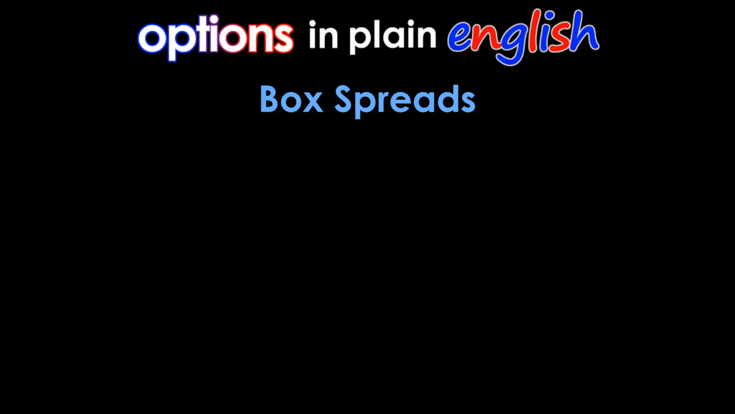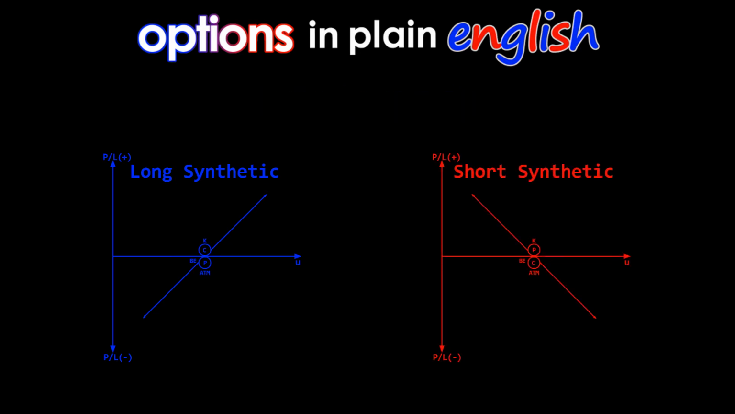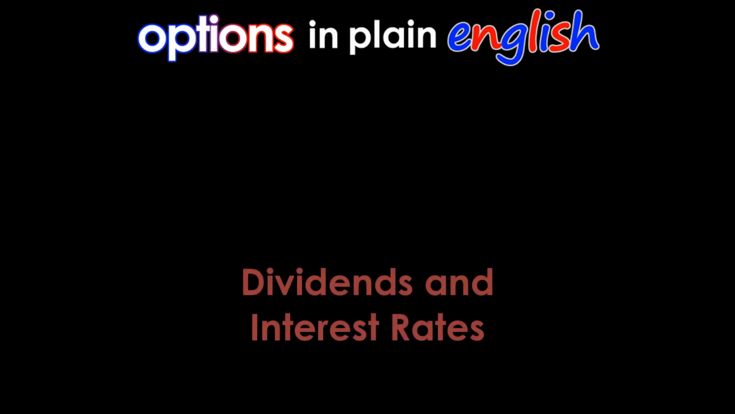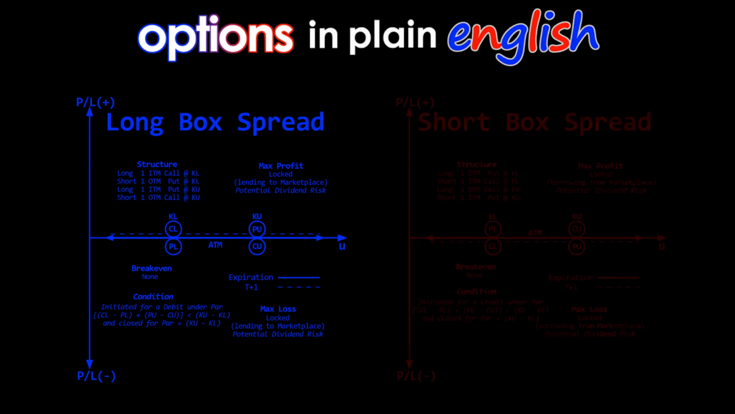Box spreads are made up of a synthetic long position with options at one strike and a synthetic short position with options at another strike, with the difference between strikes being the value of the box. Box spread values depend primarily on factors that are not related to the price of the underlying, such as dividends and interest rates. They're often used as a mechanism to lend funds to the marketplace in exchange for interest income in the case of a long box spread, or as a way to borrow funds from the marketplace at market rates in the case of a short box spread.